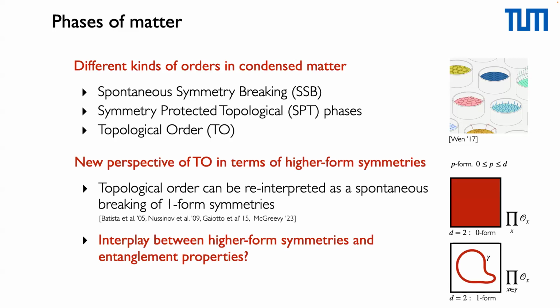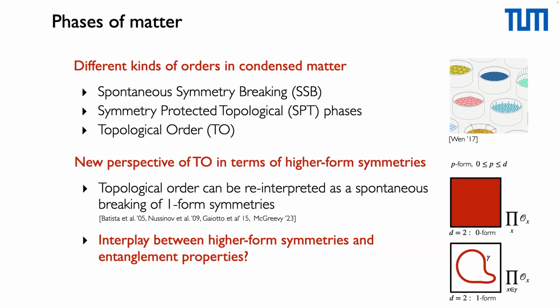We can have a p-form symmetry, which in our context is a symmetry operation that acts on a d minus p dimensional manifold. Just for concreteness, take d equals 2, so two spatial dimensions. A zero-form symmetry is just a typical global symmetry, such as the spin flip symmetry in the Ising model. But we can also have, for example, a one-form symmetry. The one-form symmetry would be maybe just a product of sigma x operators, so that would live on a one-dimensional manifold.